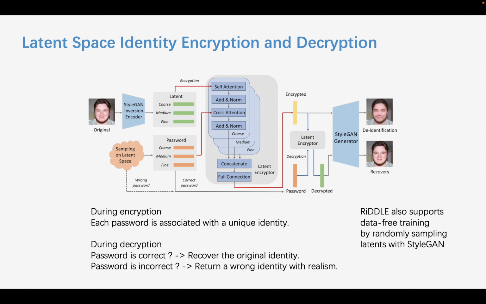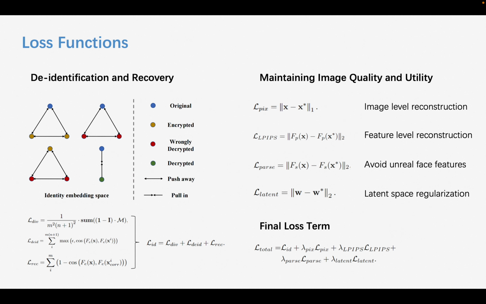It is worth noting that RiDDLE also supports data-free training when the training dataset is not available, since latents can be randomly sampled with the pre-trained StyleGAN. Loss functions play an important role in RiDDLE. To improve the diversity of the de-identified faces, the similarity for the identity embedding of the following image pairs is minimized: two de-identified faces with different passwords, two wrongly decrypted faces, and the encrypted-decrypted face pair.